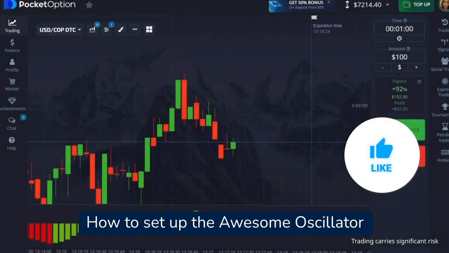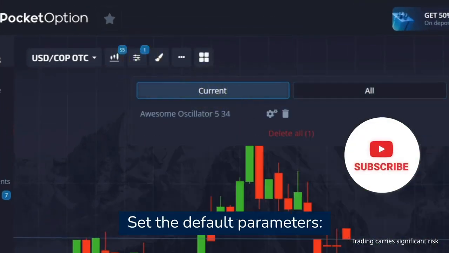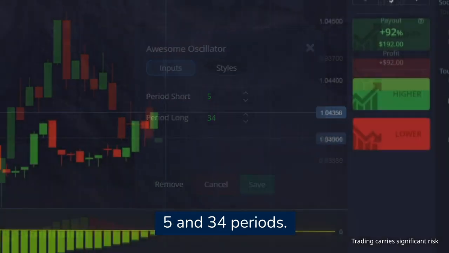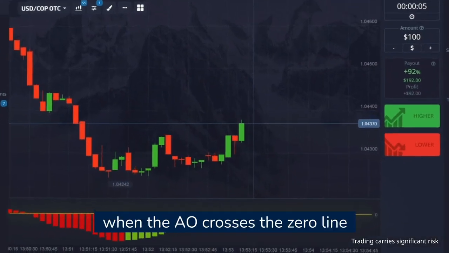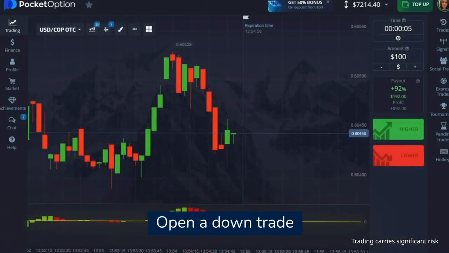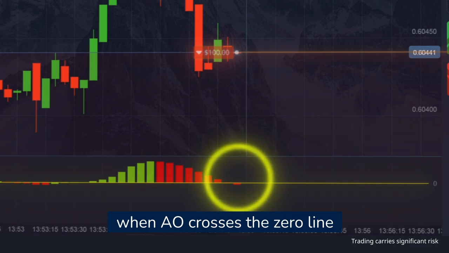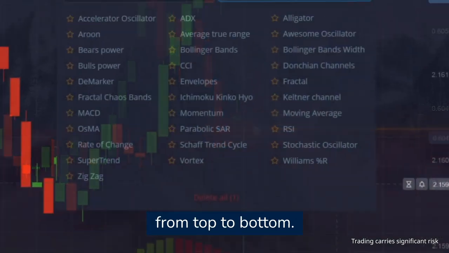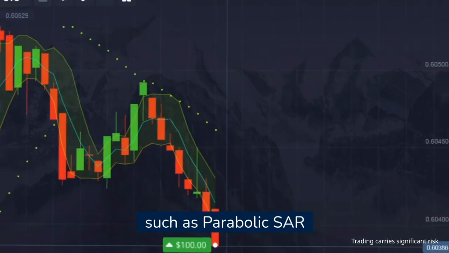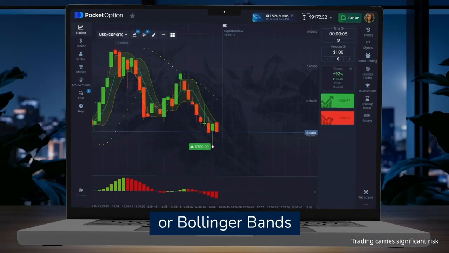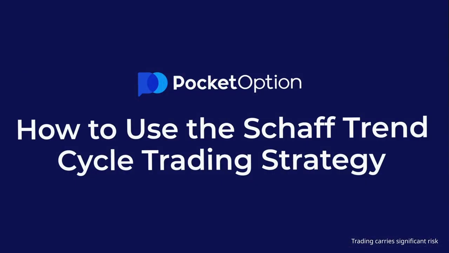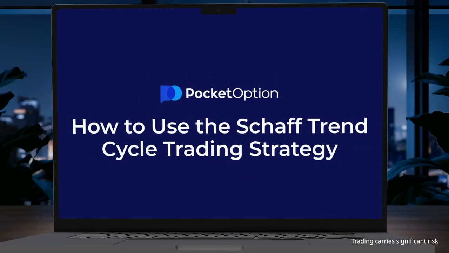How to set up the awesome oscillator for quick trades. Set the default parameters 5 and 34 periods. Open an up trade when the AO crosses the zero line from bottom to top. Open a down trade when AO crosses the zero line from top to bottom. Use the awesome oscillator indicator together with other indicators such as parabolic SAR or Bollinger Bands to increase the accuracy of signals.